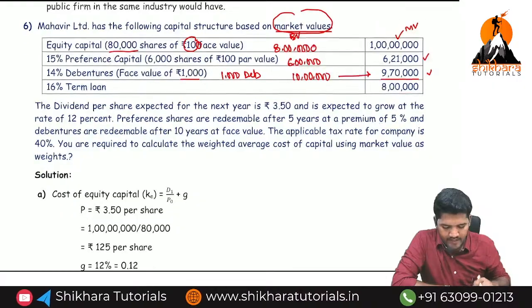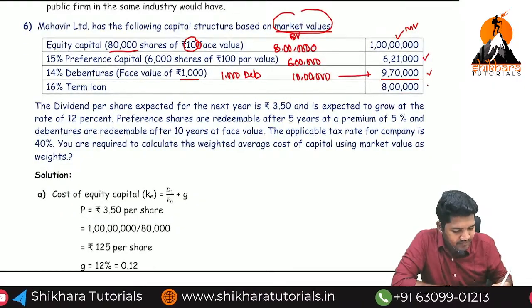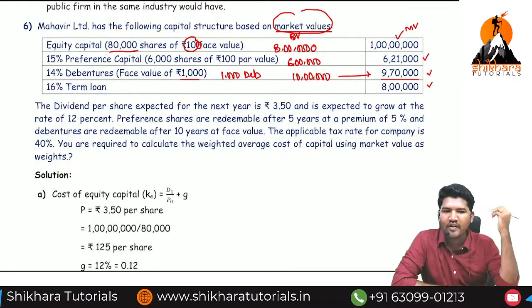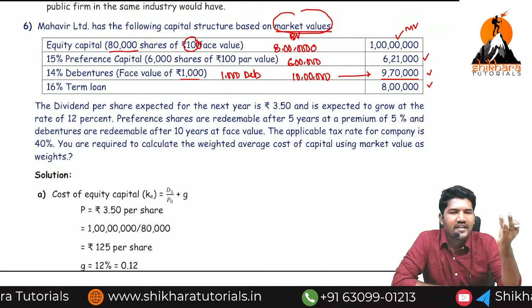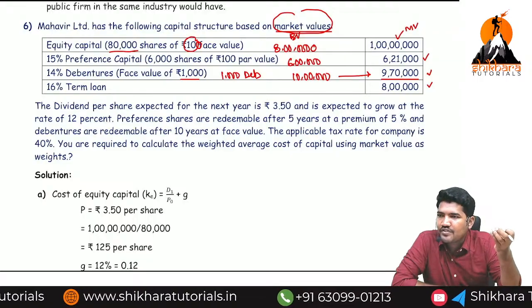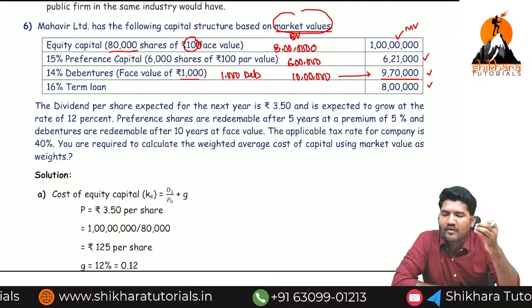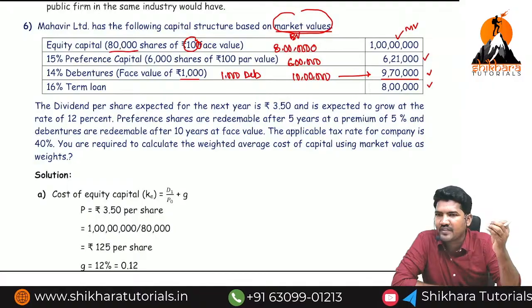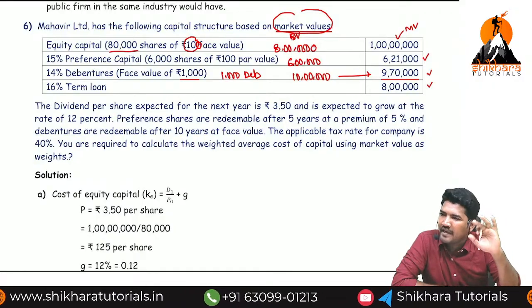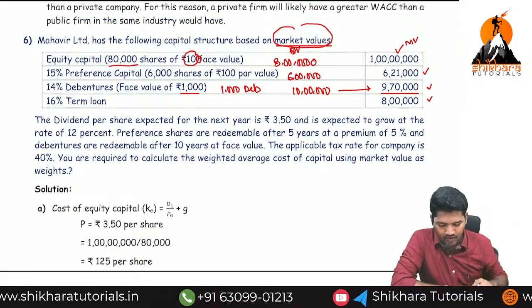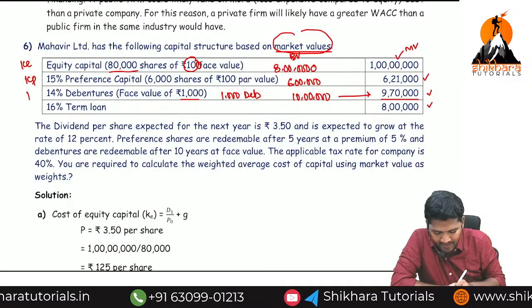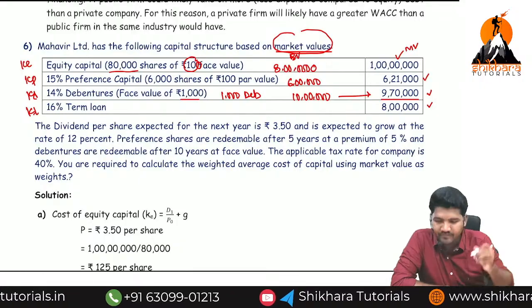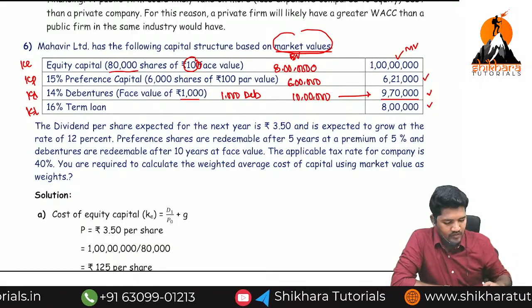Okay, done. Next, 16% term loan. How much? 8 lakhs. What about the book value of the 16% term loan? For a term loan and retained earnings, they don't have a number of securities. That's why we are not using the name book value. Guys, clear? Book value is nothing but market value. Okay, done. So KE is the requirement, KP, KD, KT. Are you okay now?